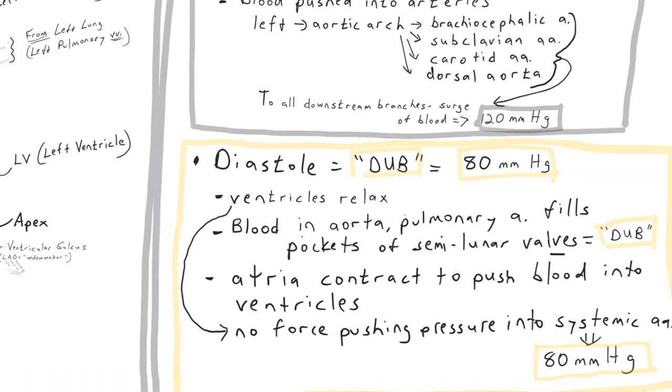And so in diastole, when the ventricles relax, the semilunar valves close, and you hear that dub sound. The atria contract to push blood into the ventricles. There's no force pushing pressure into the aorta and into all the systemic arteries, and so you get a baseline normal average low pressure of 80 millimeters of mercury. So that 120 millimeters is at systole, the 80 number is at diastole.